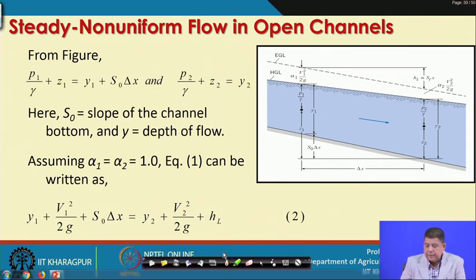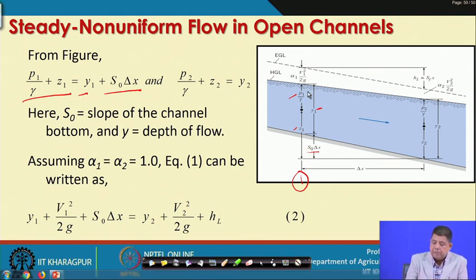Now, from the figure we can see that P1 by gamma plus Z1 is equal to y1 plus S0 delta x, that is at section 1. If you consider this section, then Z1 plus P1 by gamma is y1, that is the depth of flow, and this is the elevation change because of the bed slope. So, S0 is the bed slope, which we have seen in the previous figure, and the distance between the 2 sections is delta x. So, this elevation from the datum is S0 delta x. That is why P1 by gamma plus Z1 is y1 plus S0 delta x.